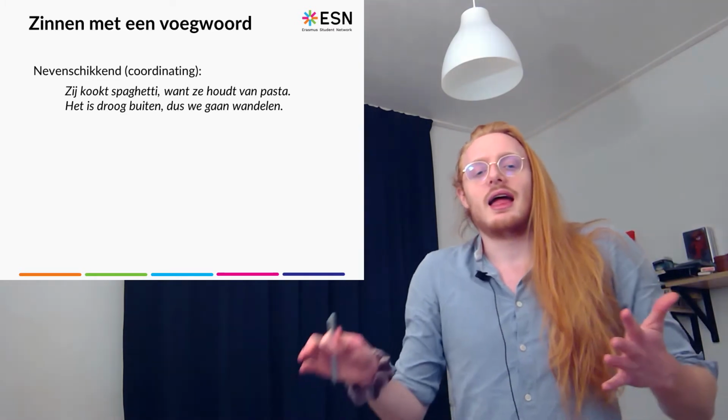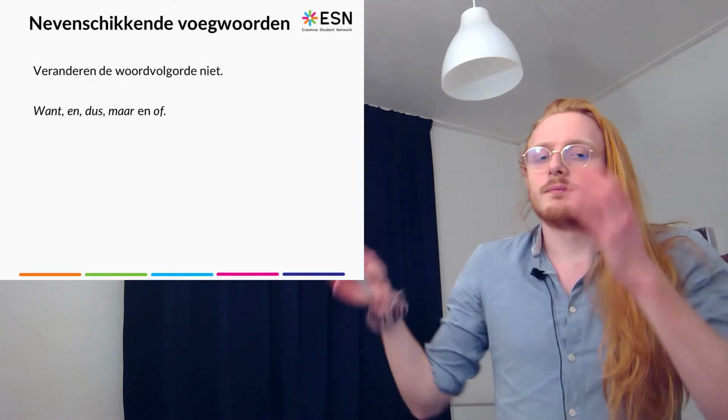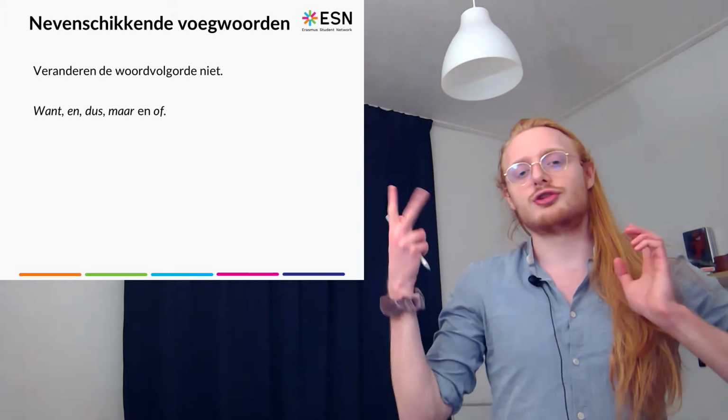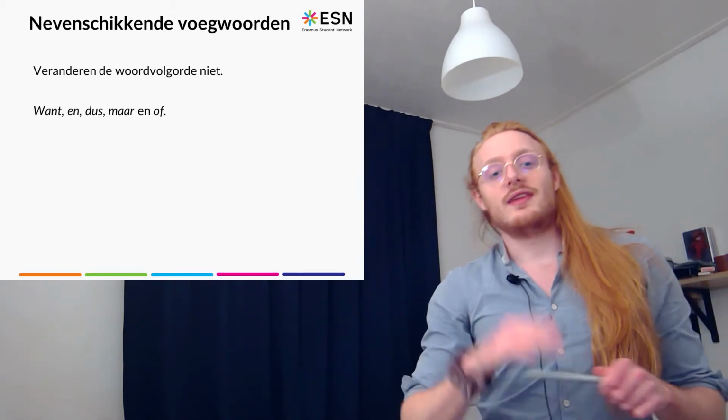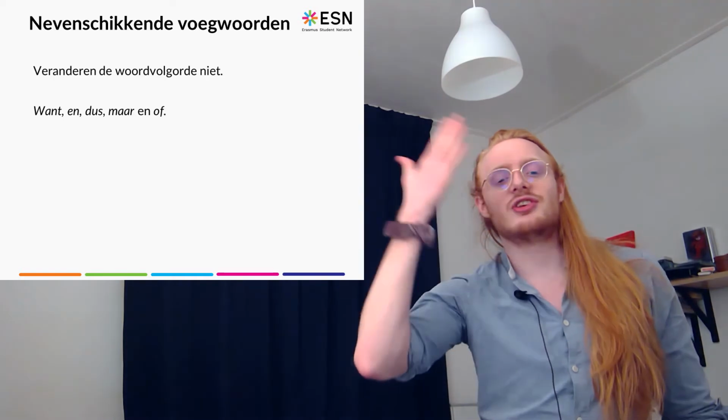These conjunctions are easy because they don't change the word order. And there are not a lot of them. These are all of them: want, en, dus, maar, and of. These mean, respectively, because, and, so, but, and or.